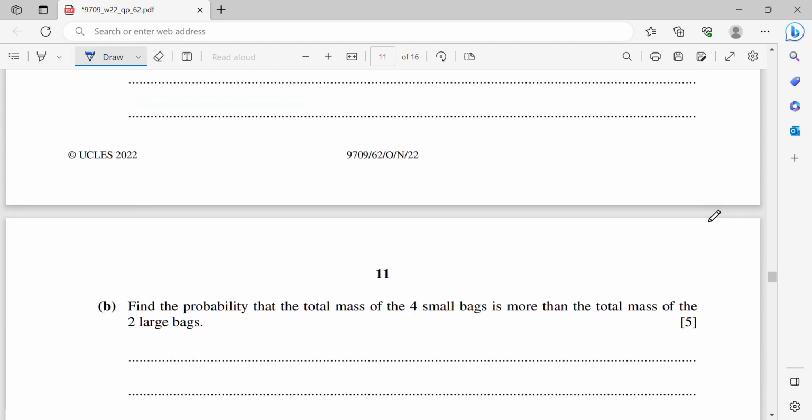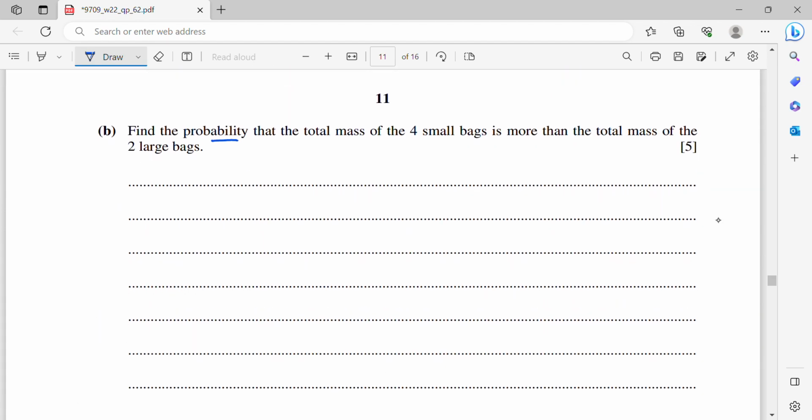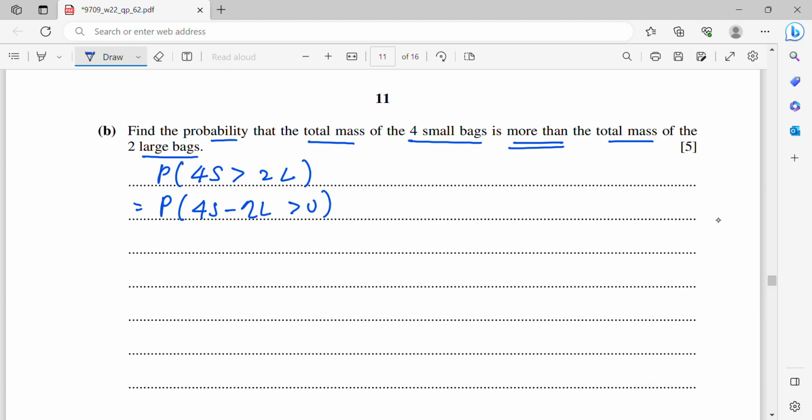Okay, now next, B. Find the probability that the total mass of 4 small bags is more than the total mass of 2 large bags. So now you need to count 4 small is more than 2 large. This is what you need to count. So it means that now I need to get P(4S minus 2L more than 0). Which means I need to recalculate my mean and variance and get the new distribution.